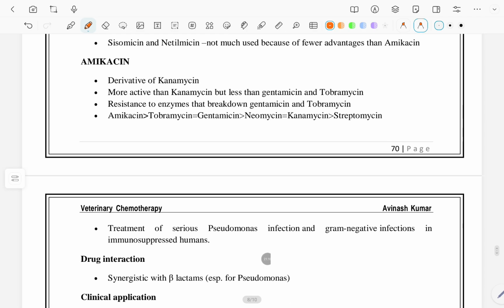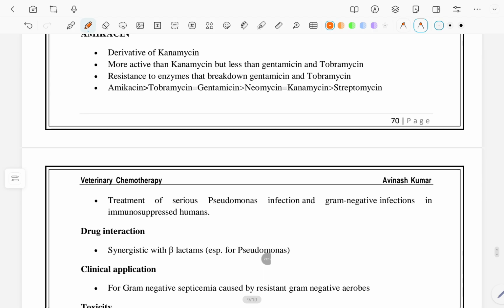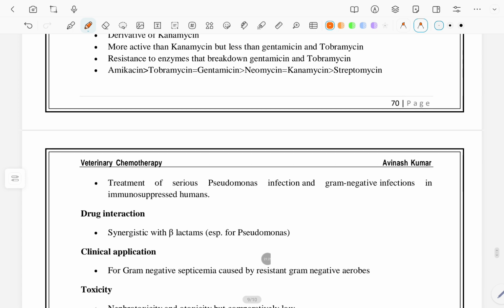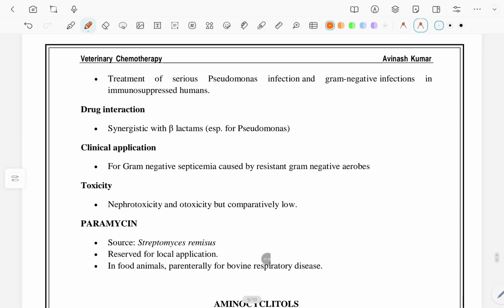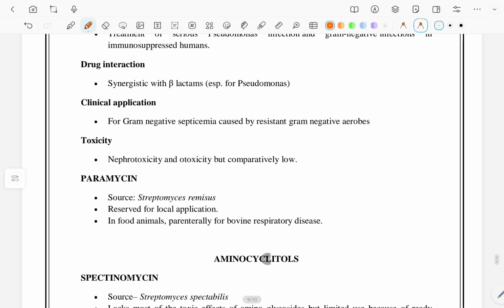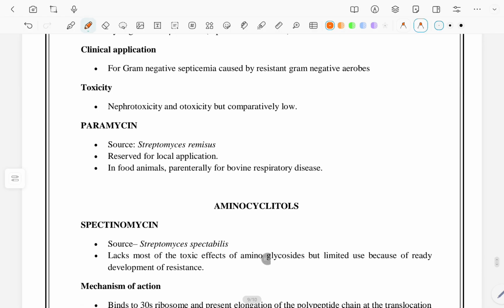Amikacin, a derivative of kanamycin, is more active than kanamycin but less than gentamicin and tobramycin. Resistant to enzymes that break down gentamicin and tobramycin. Activity: amikacin greater than tobramycin, equal to gentamicin, greater than neomycin, equal to kanamycin, greater than streptomycin. Used for treatment of serious Pseudomonas infection and gram-negative infection in immunosuppressed humans. Drug interaction: synergistic with beta-lactam, especially for Pseudomonas. Clinical application: gram-negative septicemia caused by resistant gram-negative aerobes. Toxicity: nephrotoxicity and ototoxicity, but comparatively low.